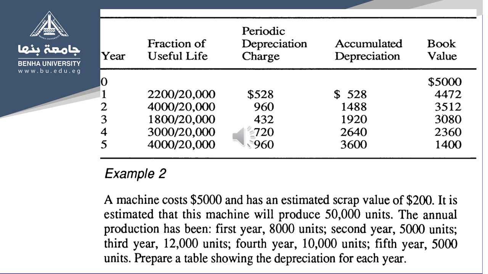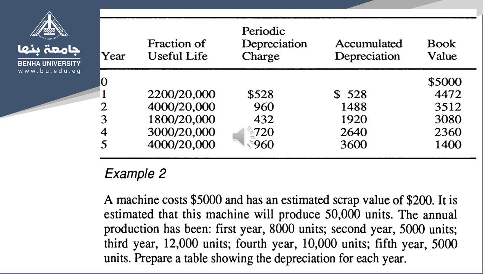1,920 must be subtracted from 3,512 to have the result 3,080. And in the fourth year, 4,800, the wearing value, must be multiplied by 3,000 hours over the 20,000 total hours of the machine. So that's the result 720.